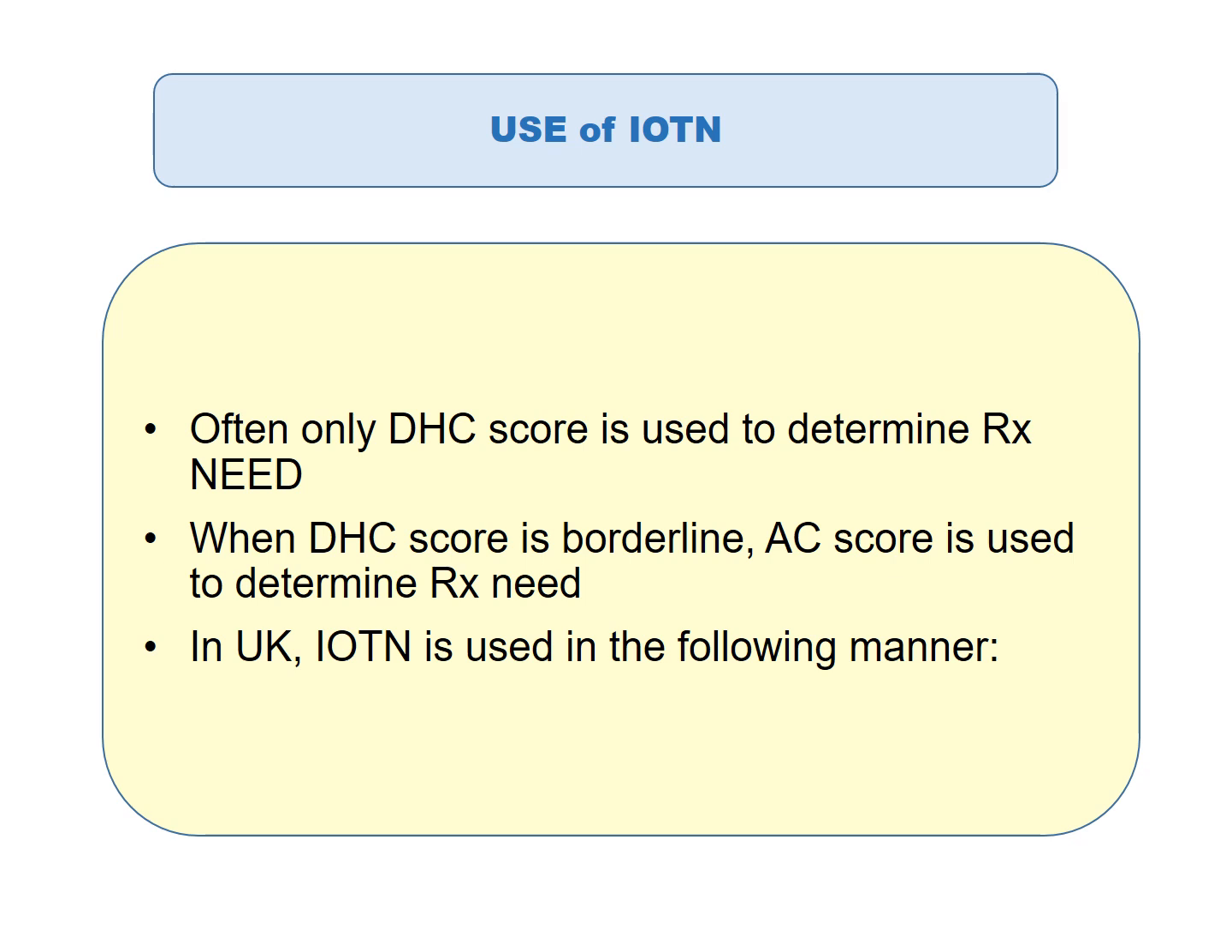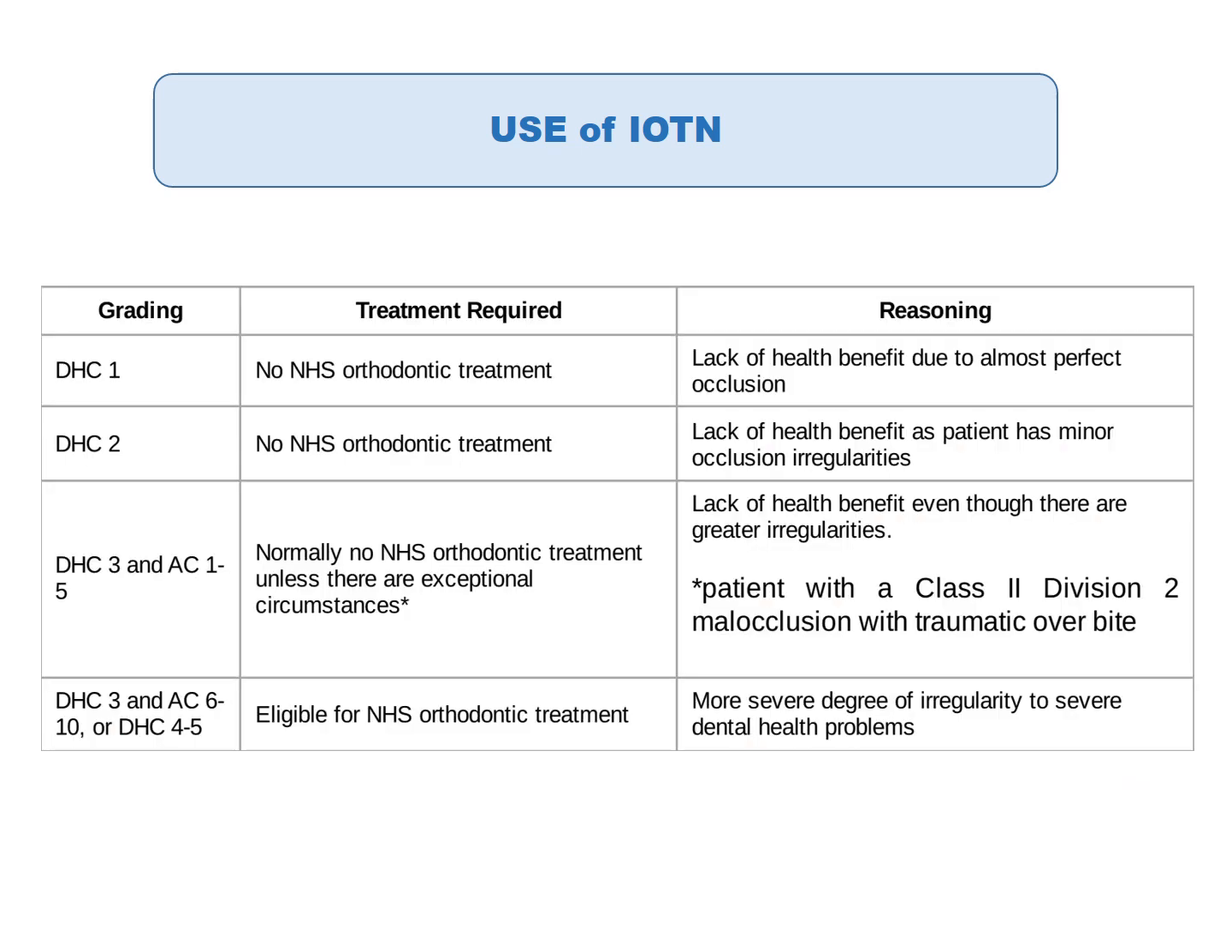Now, how do you use the IOTN? Often the IOTN is used only by using the DHC score to determine the treatment need. However, when the DHC score is borderline, then the AC score is used to determine whether the borderline case needs treatment. In the UK, the IOTN is used in the following manner. If the DHC grading is 1, then no treatment is provided under the National Health Service, the reasoning being lack of health benefit due to almost perfect occlusion.